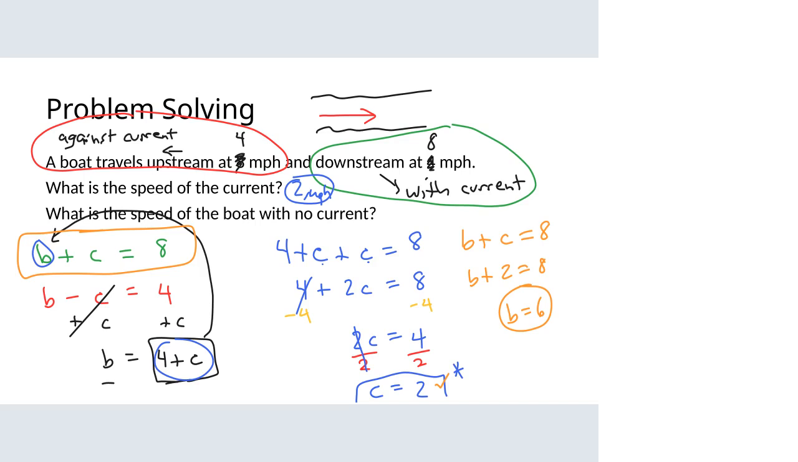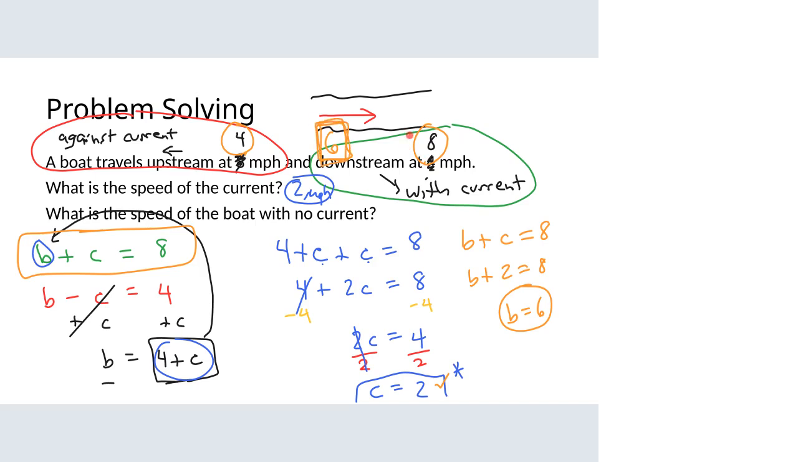To be 100% honest, a question like this can be done without all of that algebra. Now, I wanted to do the algebra because we're going to work on pigs and chickens here in just a minute. But you could look at this and say, well, upstream is 4, downstream is 8. So if there were no current at all, the boat would be right smack in the middle of those. With no current at all, it would be halfway between 4 and 8. It would be 6.